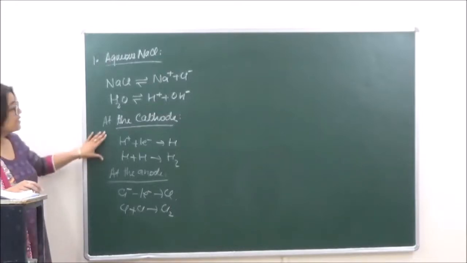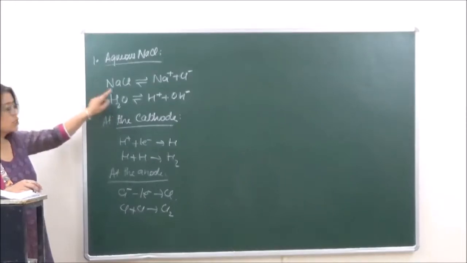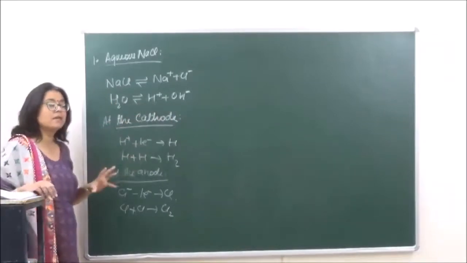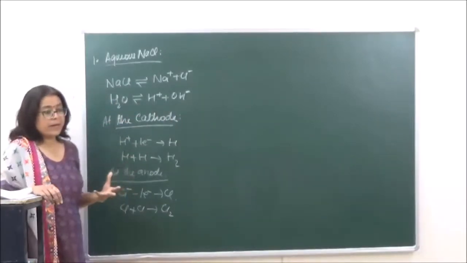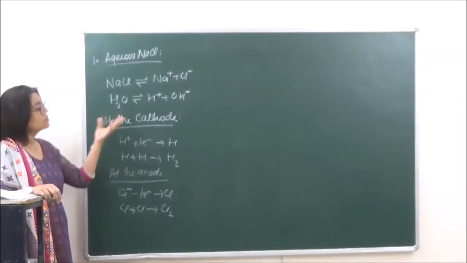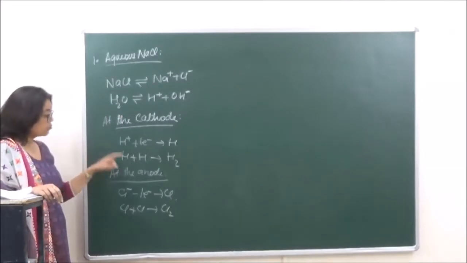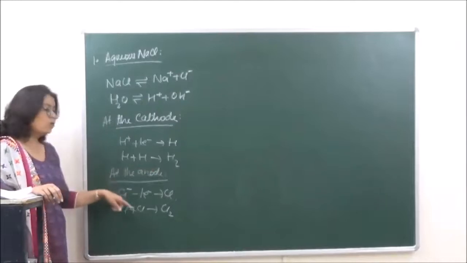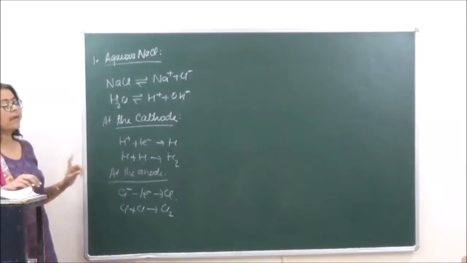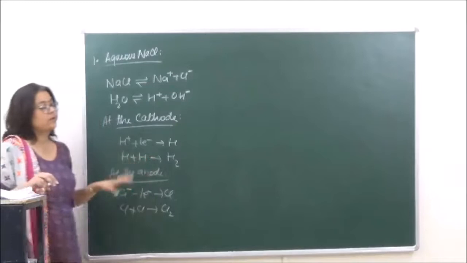Okay? Now what is left behind in the solution? Na+ is not getting discharged, OH- is not getting discharged. So both these ions remain in the solution. When we evaporate and crystallize the solution, we get crystals of sodium hydroxide. So what are we getting in NaOH? At cathode hydrogen is liberated, at anode chlorine is liberated, and in the solution Na+ and OH- are left behind.